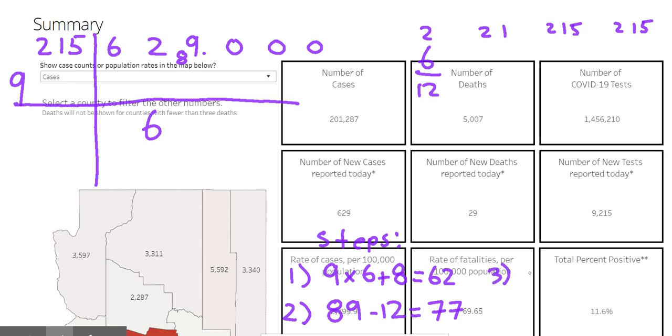Step 3 is going to be how many times does 9 go into 77? So 9 times 8 is 72, and then I have to add 5 to get to 77. So I put an 8 right here, and then I put a 5 right here. Okay, great.